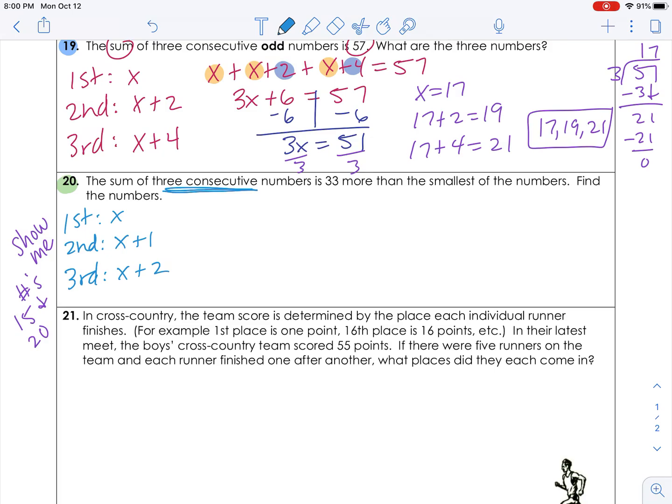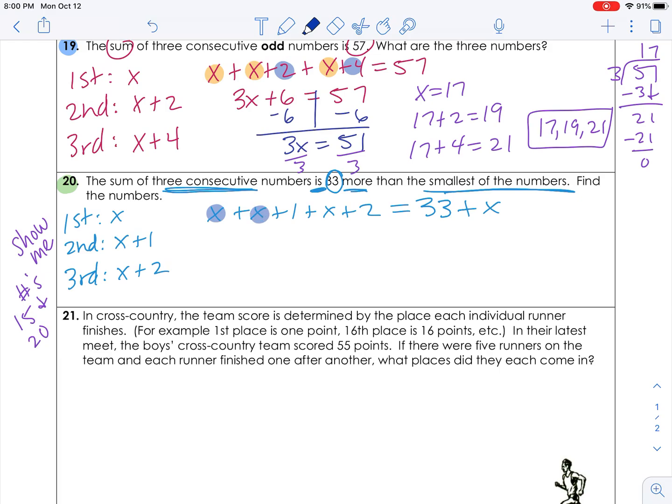The sum of these 3 consecutive numbers is 33 more than the smallest of the numbers. So the sum of 3 consecutive numbers, x plus x plus 1 plus x plus 2, equals 33 more than what? 33 more than the smallest of the numbers. Well, the smallest of the numbers is x. So 33 plus x is what it's equal to. We need to find the numbers.